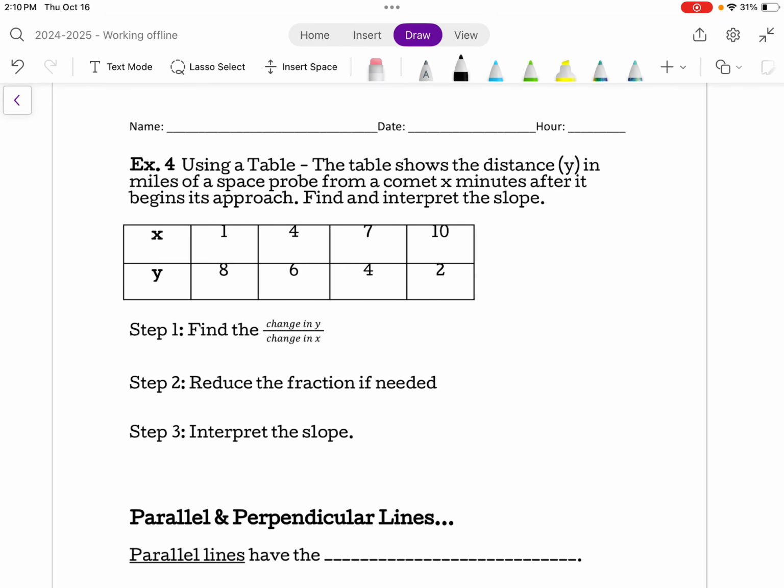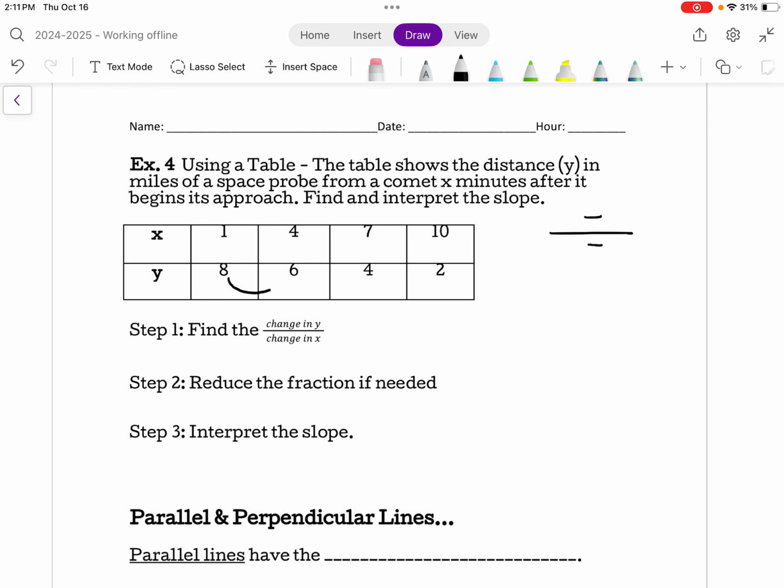So this example will end part 1 or day 1, but we want to use a table below. And this table shows the distance in miles of a space probe from a comet after it begins its approach. And we want to find and interpret the slope. So the first thing I want to do is find the slope. Again, there's many ways to do it. I don't have a graph, so I'm not going to do rise over run. I could actually do the slope formula, but with a table, there might even be an easier way, and we're looking for the change in y.